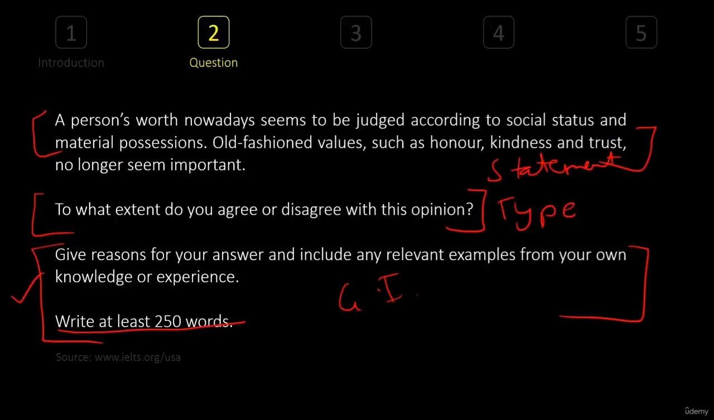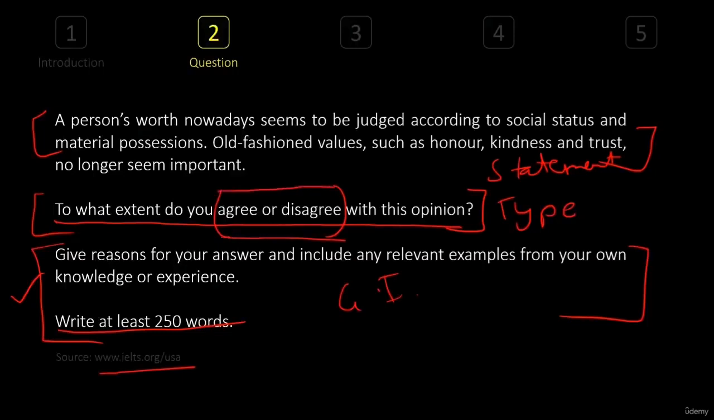So this information is repeated in every question. By the way, this is taken from the IELTS.org USA website. So this is an example to show you what a question looks like. Now, based on this, it is clear that this is an agree or disagree kind of essay. Don't worry about the technical wording I'm using. In the coming lessons, when we are watching question types, you will understand this part in detail. But for now, our main focus is the question part.